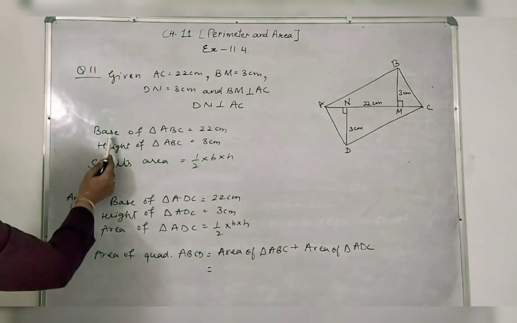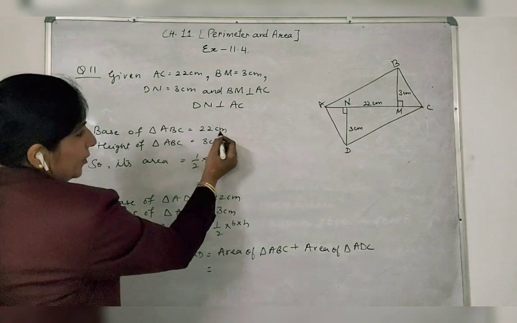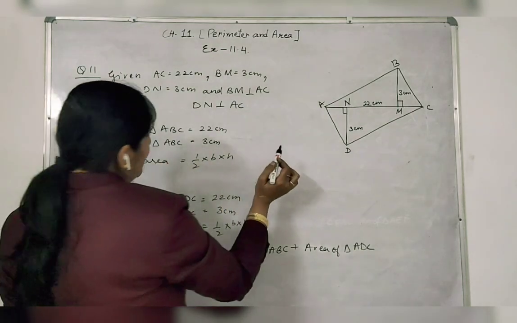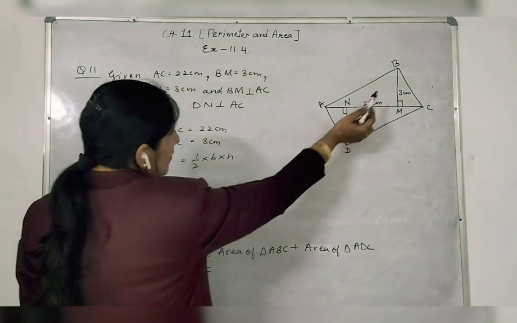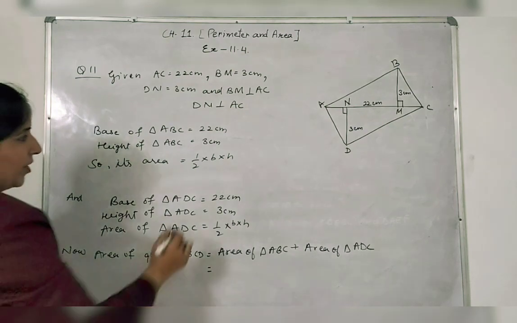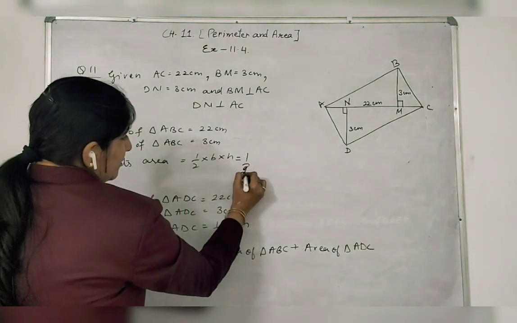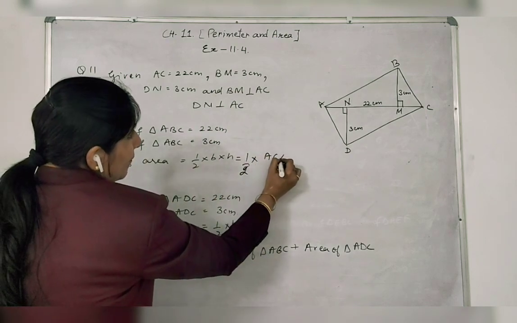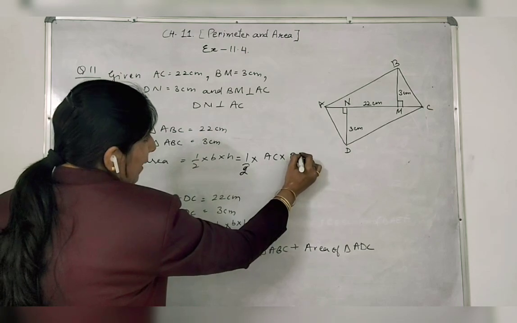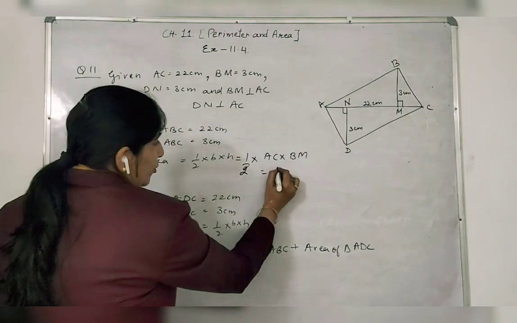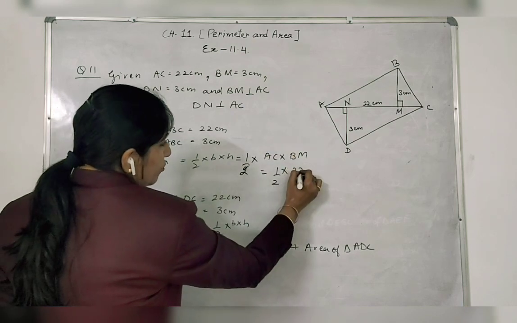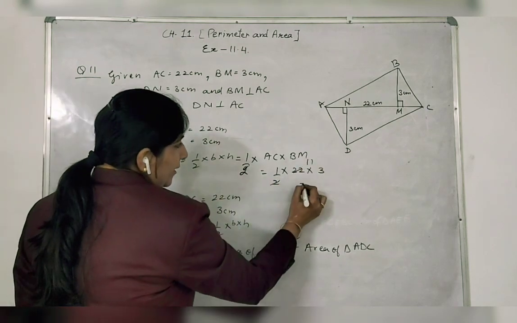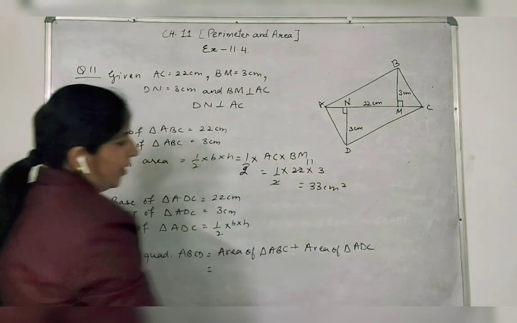So let us start. The base of triangle ABC is 22 centimeter, which is AC. Now what is the height of triangle ABC? The height you can see here is BM, which is 3 centimeter. So we can write half into base, which is AC, multiplied by BM, which is the height. Now put the values. AC here is 22 and BM is 3. Okay, now let us calculate. It is 33 centimeter square.